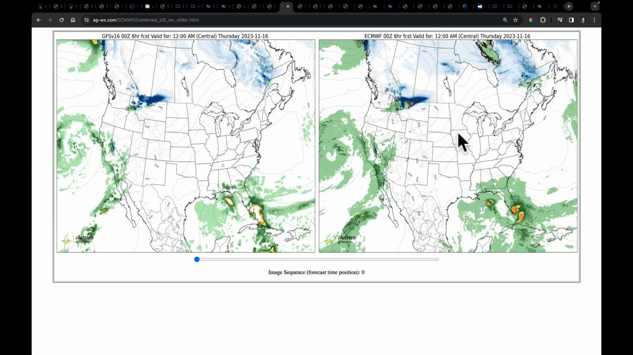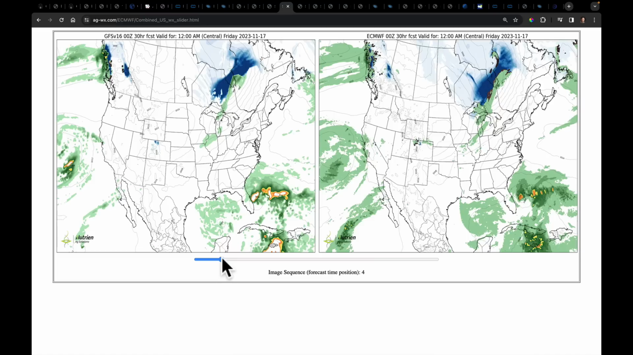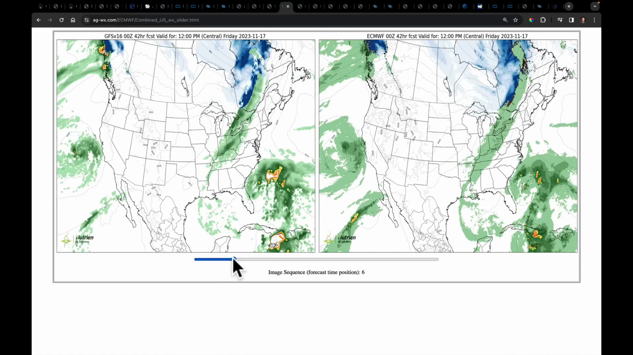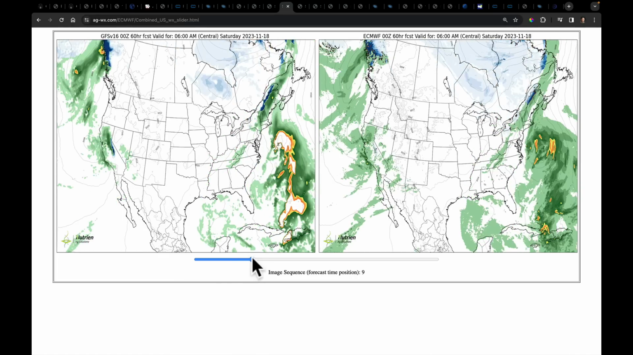So the GFS left, European right. These are the dynamical models. This is not statistical in approach. So let's just play it forward. And here we go toward Friday. Now, we've already seen up to here. So there's our front on Friday. And here is the low off the coast. And they're going to work together.